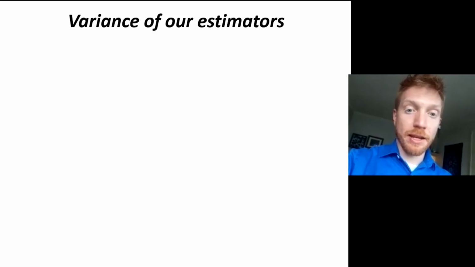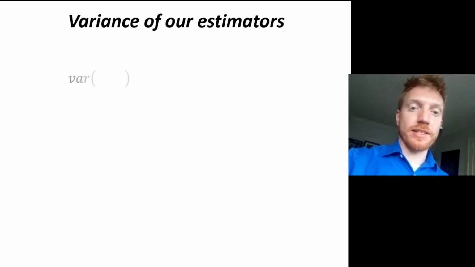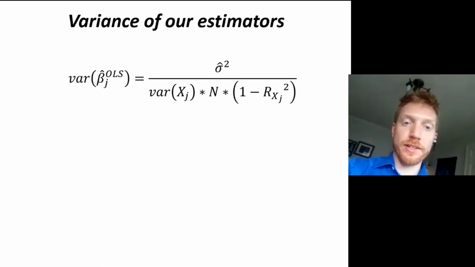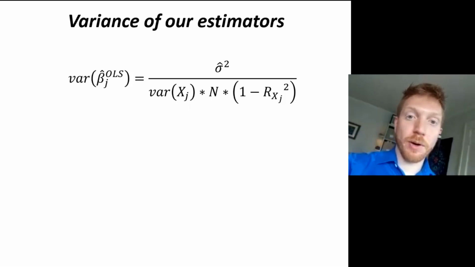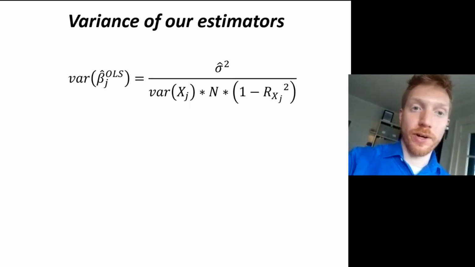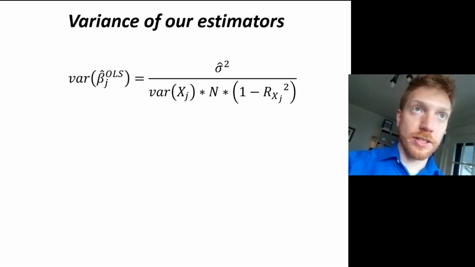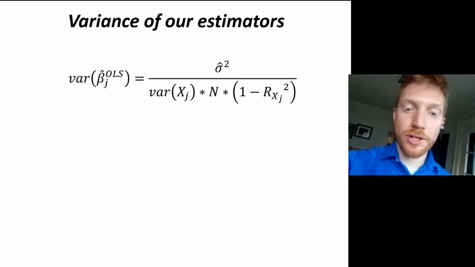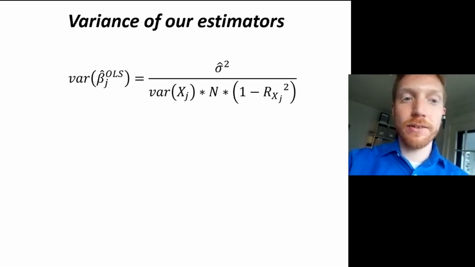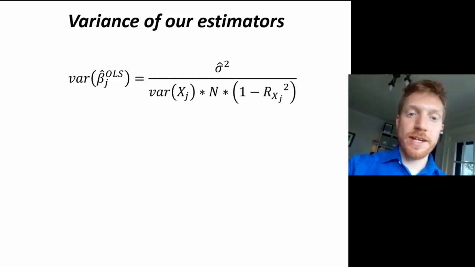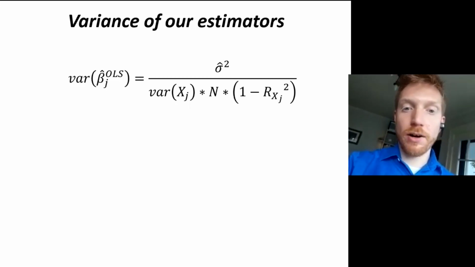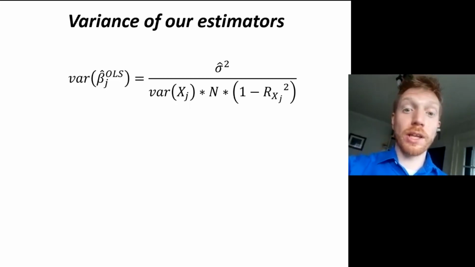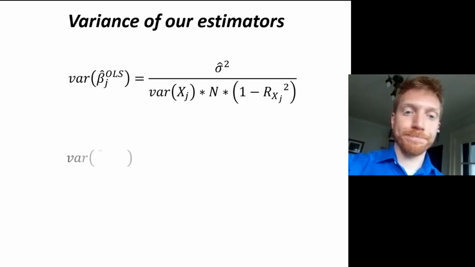So let's get to the main point of this lecture, the variance of our estimators. So this equation hopefully is familiar to you at this point. This is the variance of beta hat when we're using ordinary least squares. So we have our sigma squared, which is the variance of the error term. We have the variance of X itself. N is the number of observations, and 1 minus rxj squared is that variance inflation factor. How is X related to all those other factors?